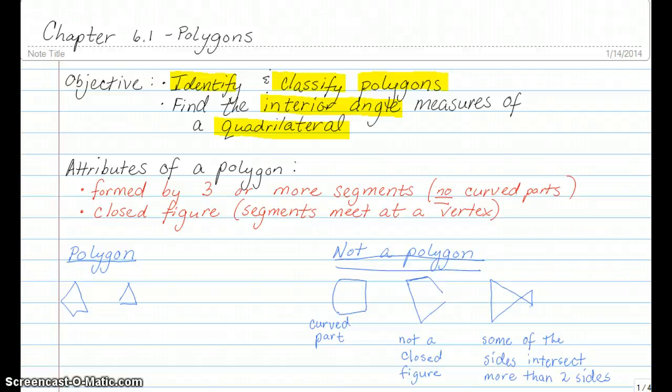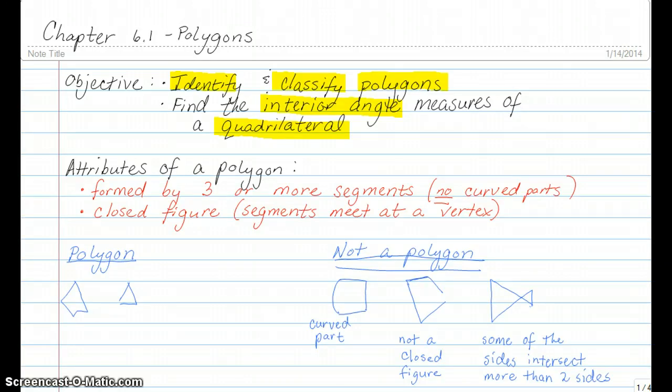This is chapter 6.1 on polygons. The objective is to identify and classify polygons, and the second objective is to find the interior angle measures of a quadrilateral. The attributes of a polygon are they're formed by three or more segments. There are no curved parts. It is a closed figure, meaning that the segments meet at a vertex.